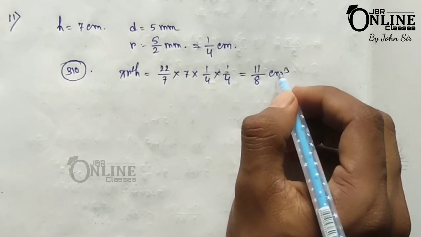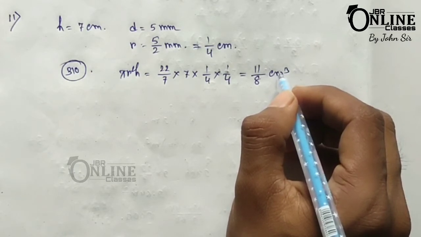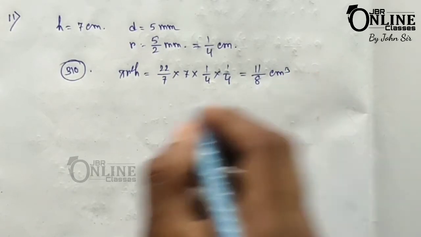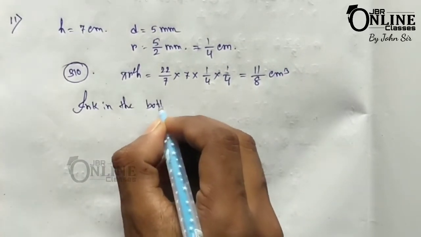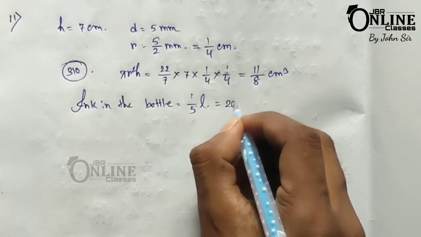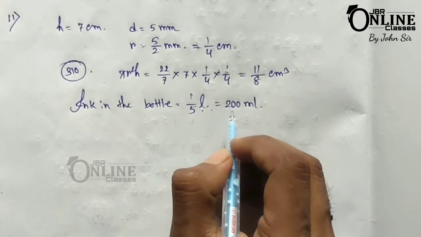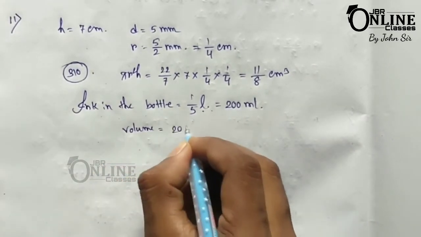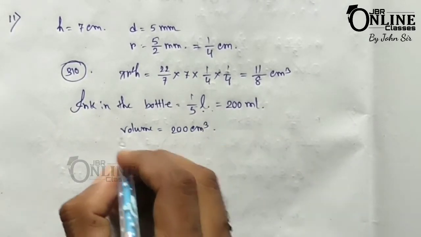Okay, so now how many words would you use up to bottle ink containing 1/5 of a liter? Okay, 1/5 of a liter. So first ink in the bottle, that equals 1/5 liter. So 1/5 liter means 200 milliliter. Okay, 1/5 of a liter, that means 200 milliliter. Now here, so volume equals 200 centimeter cube.